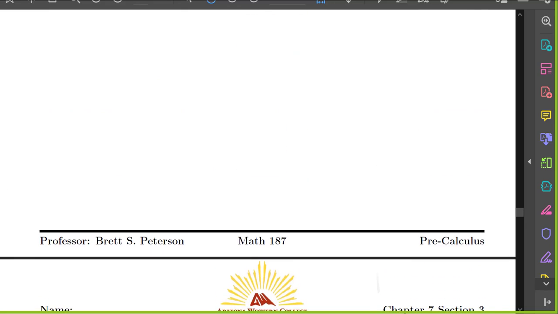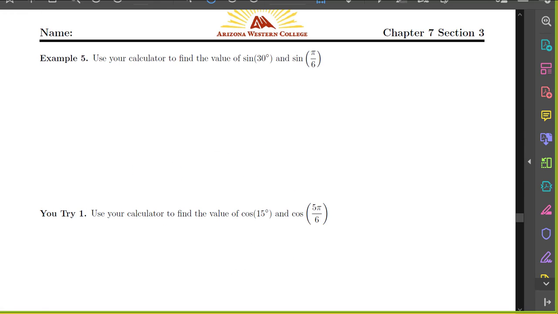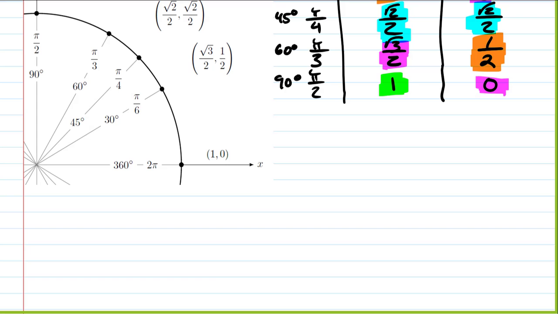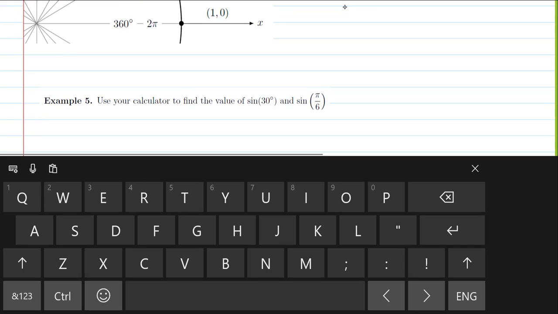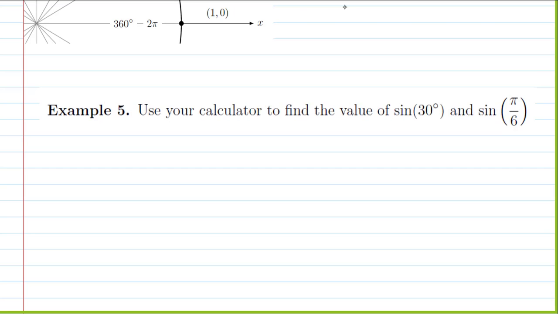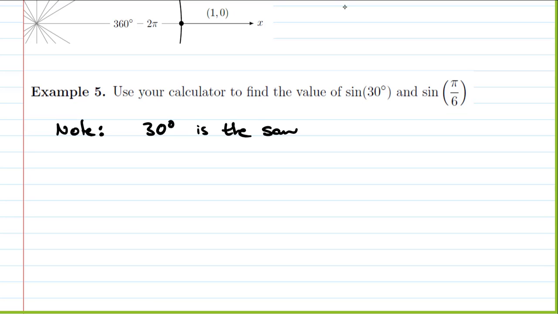All right, so let's take a look at our next example, where we want to use our calculator to find some of these values. As we noted, we need to be careful with the mode on our calculator. First, note the following: 30 degrees is the same as pi over 6 radians, right? Those are actually the same angle.